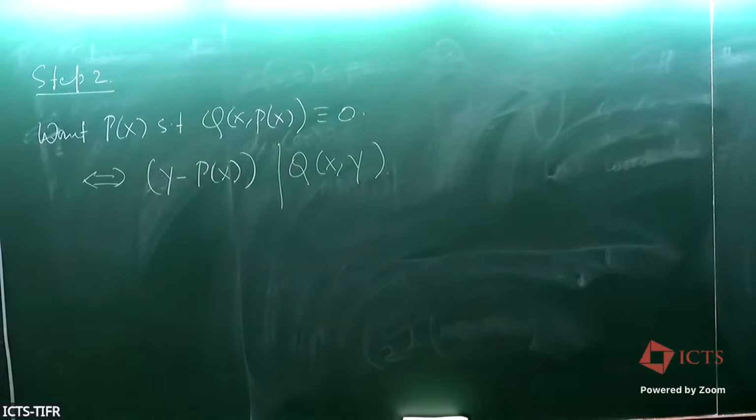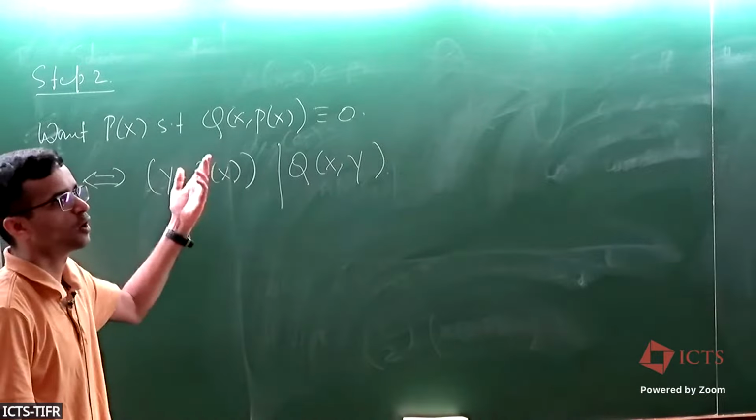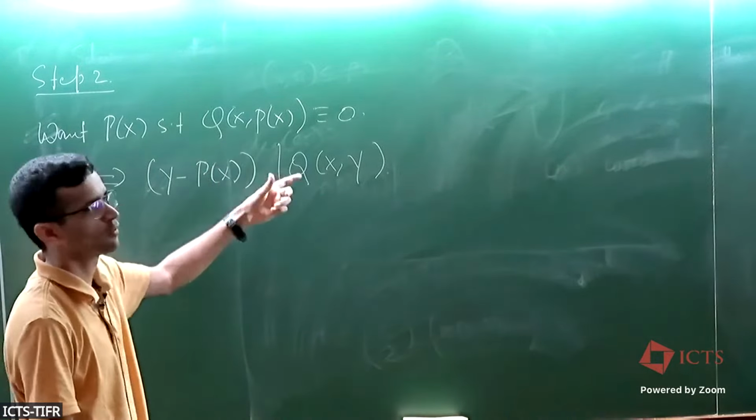Why is this true? Does this look familiar? Right? This is the remainder theorem or factor theorem from school, except there we would typically talk about univariate polynomials, and here we are working with bivariate polynomials.